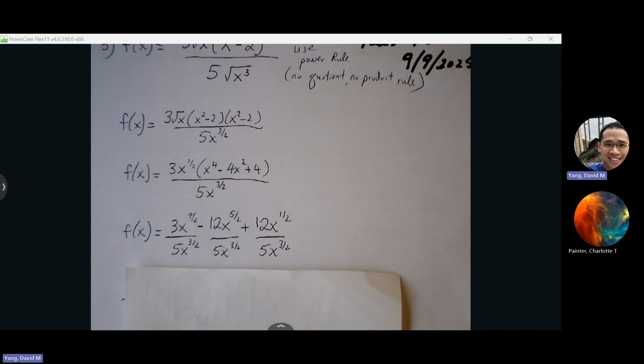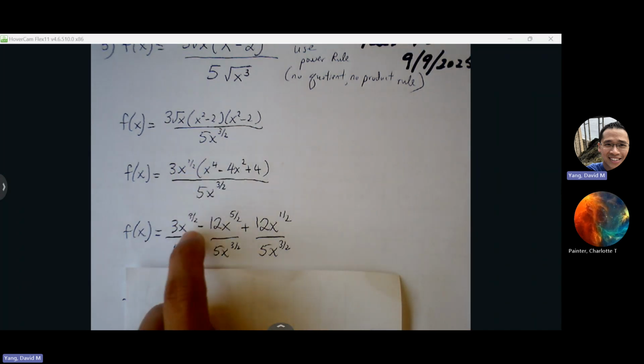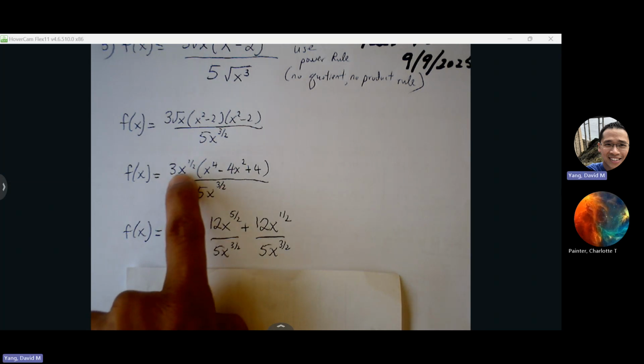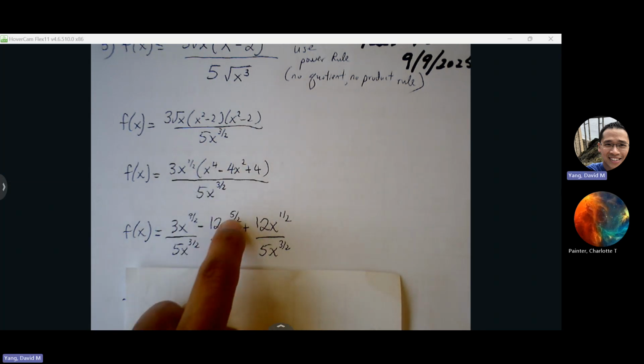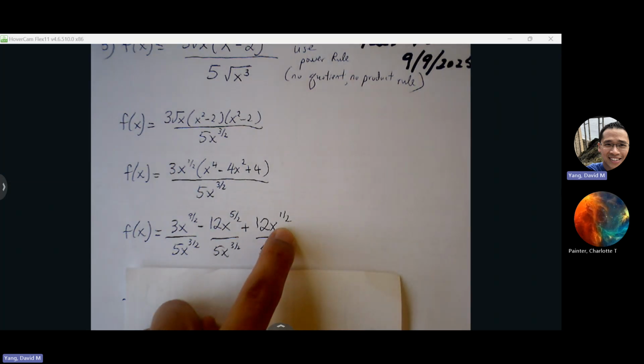Careful, if you're distributing your variables, you've got to add exponents, and you don't have common denominators. You've got to create common denominators. So 1/2 plus 4 is the same thing as 1/2 plus 8/2, which is 9/2. 1/2 plus 4/2 is 5/2. And there's no variable here, so I keep that x to the 1.